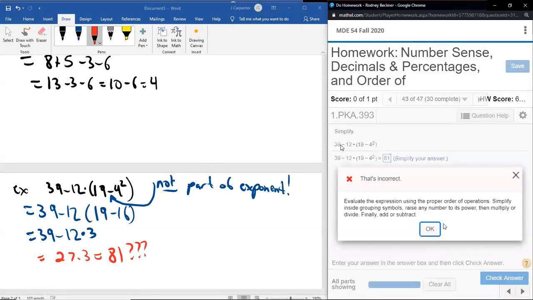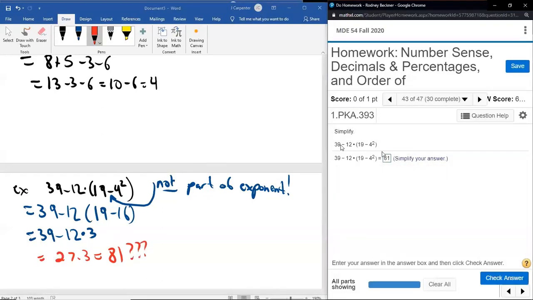See what we get? Nope. Evaluate the expression using the proper order of operations. So the hints aren't always as great for some problems, but it did at least remind you to do everything in the proper order, which is exactly what we did wrong, why I switched to red here. What did I do wrong? I did a subtraction before I did a multiplication, and this is what people on Facebook do.